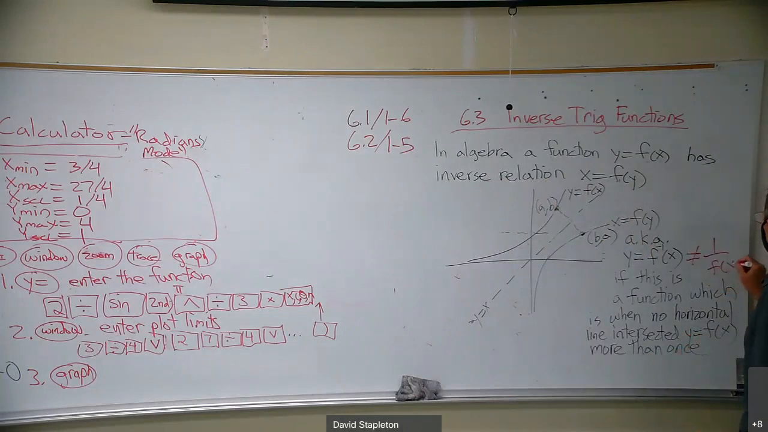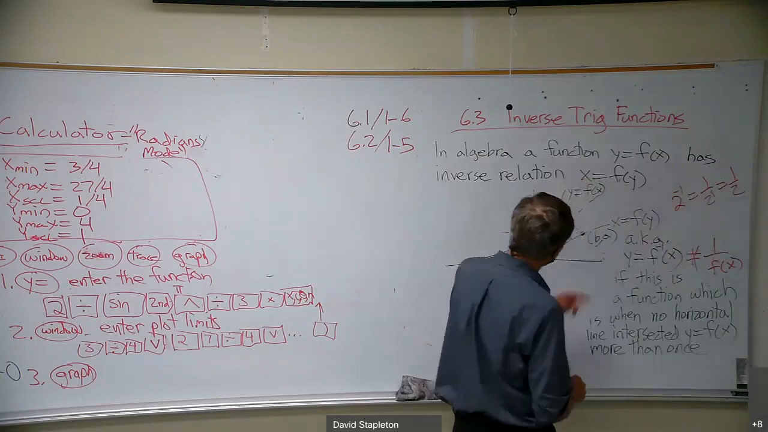This is a conflict of notation in mathematics. If we write 2 to the minus 1, that means 1 over 2, the multiplicative inverse. But this inverse on a function does not mean the multiplicative inverse. It means the inverse function gotten by flipping. So this is not 1 over f of x. It's this graph here.